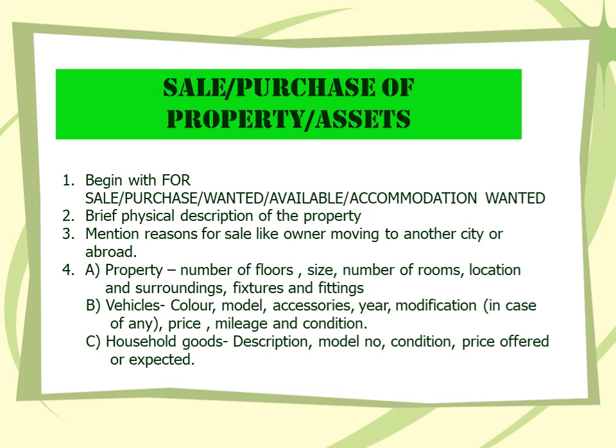Next category is regarding vehicles. So here we have to mention the number, the color, model, accessories, year, modification, if any modification has been done, price, mileage and condition. And in case of the third category, that is household goods, we have to give the description of the goods or the model number, condition, price offered or expected.